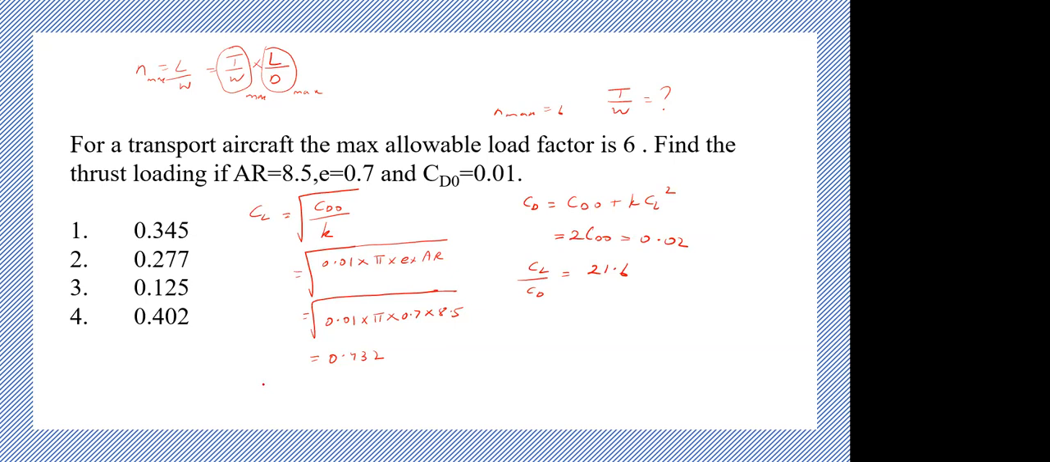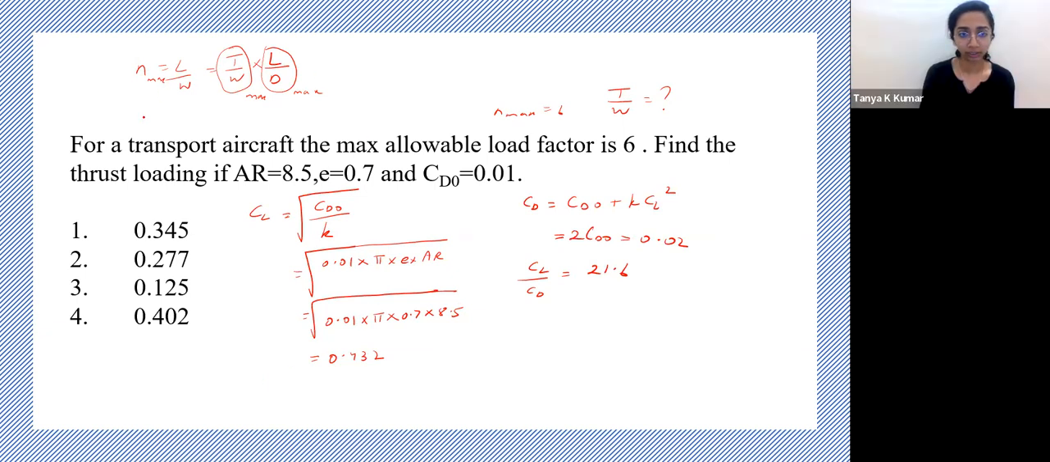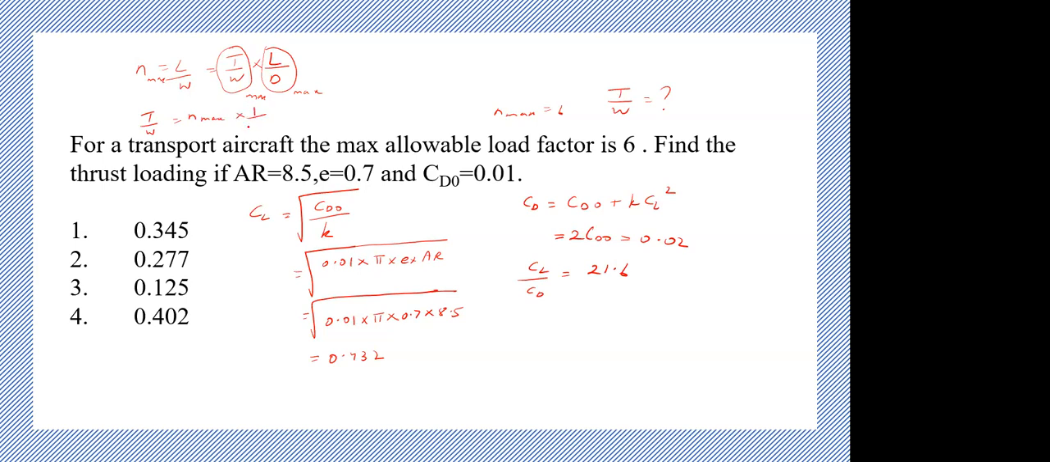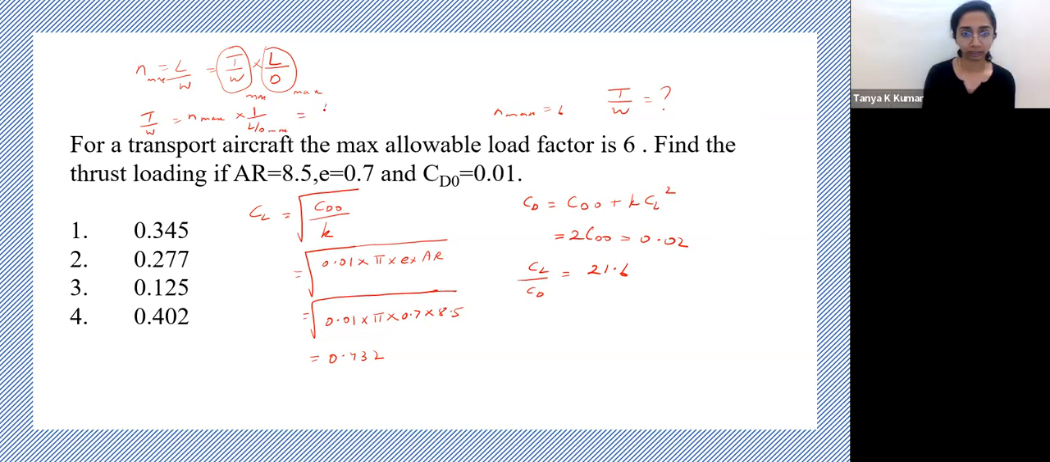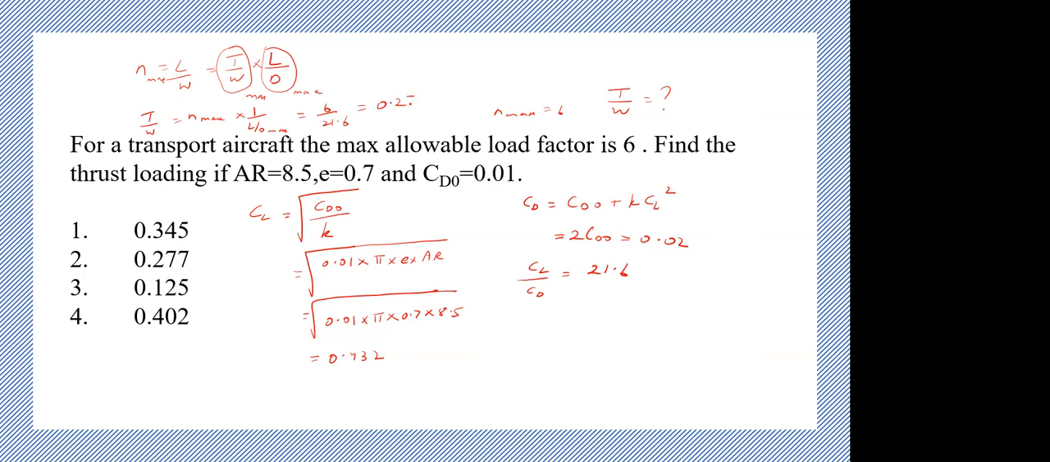We will just reverse this ratio and multiply it with n. Okay, yeah. So we'll just substitute in this equation. You need P by W is equal to N max. So that will be 6 by 21. What was the answer? 0.277. Yes, ma'am.